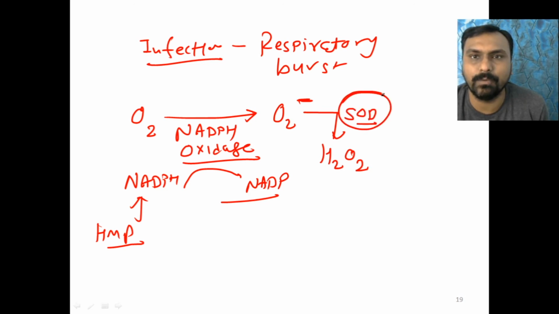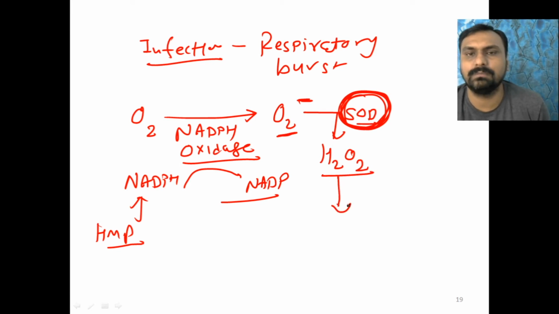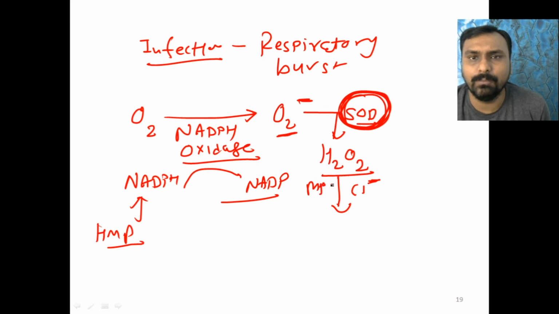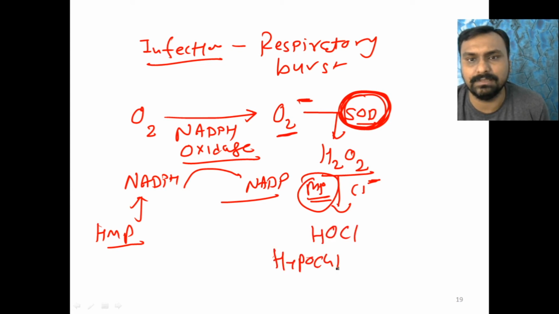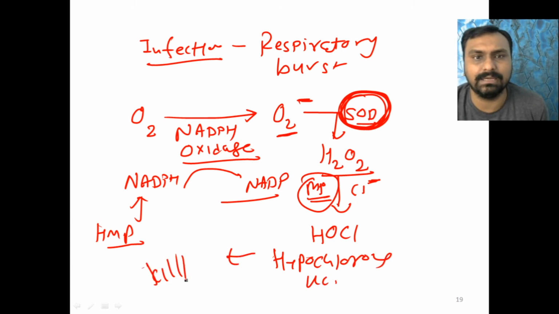This is the most important, very potent chain-breaking antioxidant, because it will convert this superoxide radical to H2O2, which is not as such a free radical. And this H2O2, with the help of chloride and the enzyme myeloperoxidase, is converted to HOCl. What is HOCl? It is hypochlorous acid. This hypochlorous acid will kill the bacteria.